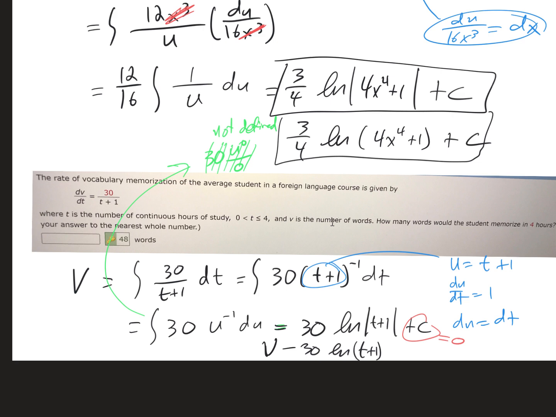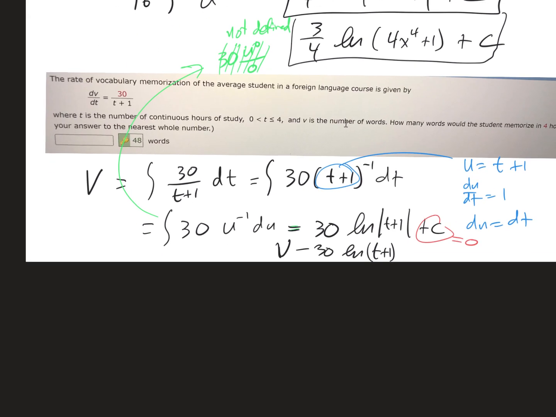And now that we know what v is equal to, we can go ahead and solve our problem. Okay, let me give ourselves a little bit more space, change to a color that's readable in the black space down here. I'm sorry, I should have written v is equal to that. There we go. All right, so because they want to know how many words would the student memorize in 4 hours, what is v of 4? That would be 30 times the natural log of 4 plus 1. So this would be 30 times the natural log of 5.